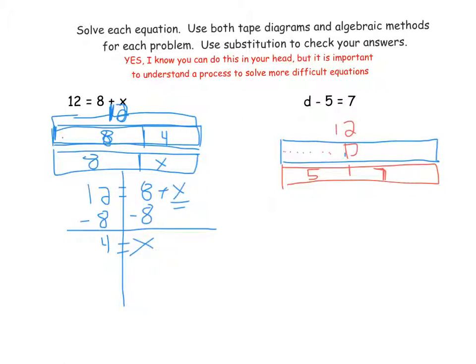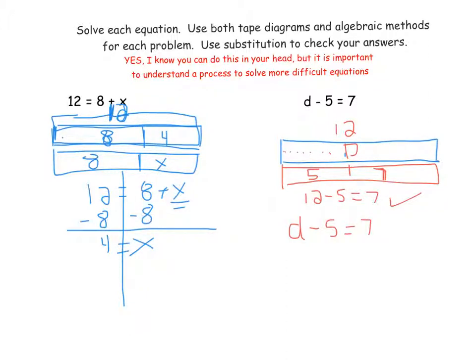And we're going to check it by plugging it back in. We think D is 12. So 12 minus 5, does that make a true statement with 7 on the opposite side? It does, so that checks out. How does that work algebraically? D minus 5 equals 7.